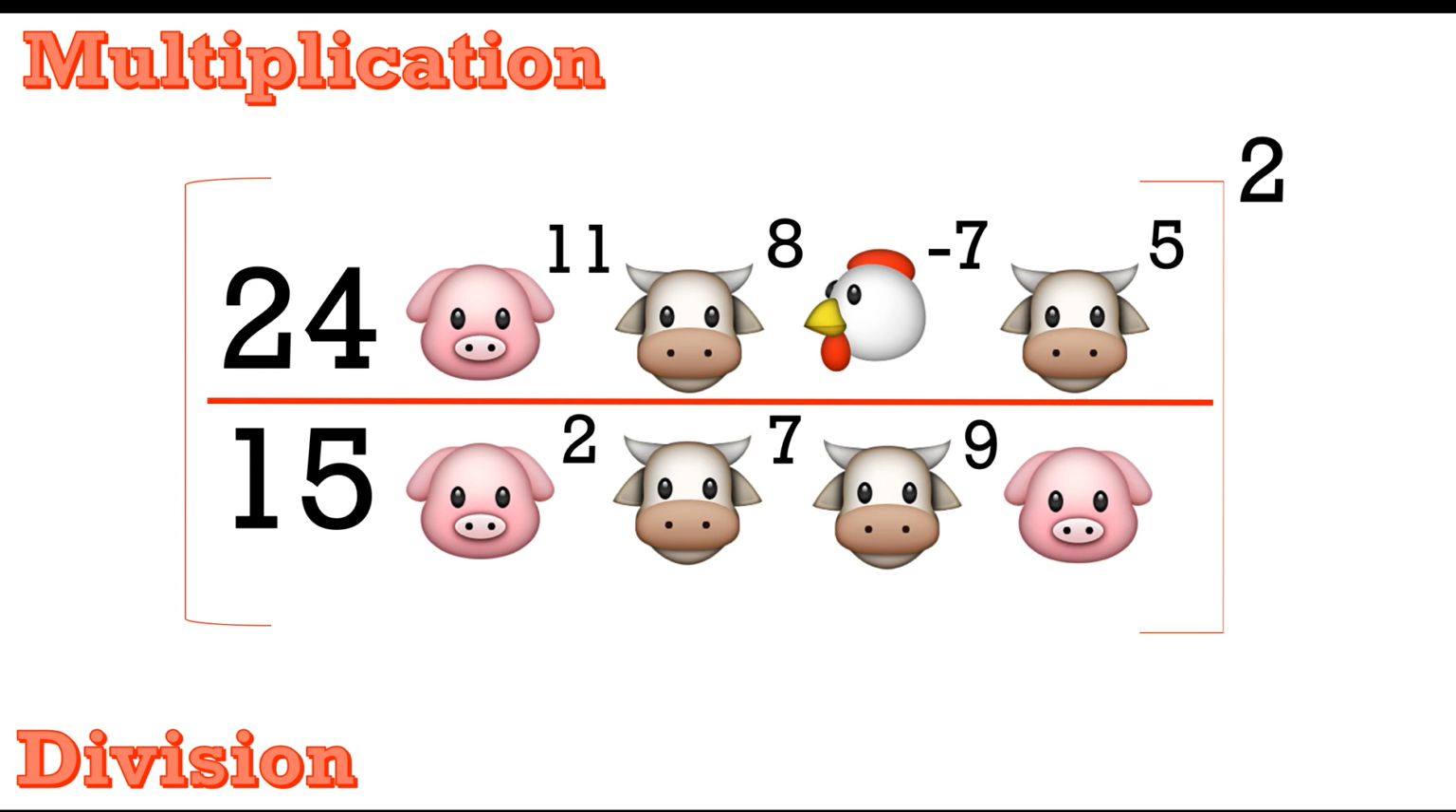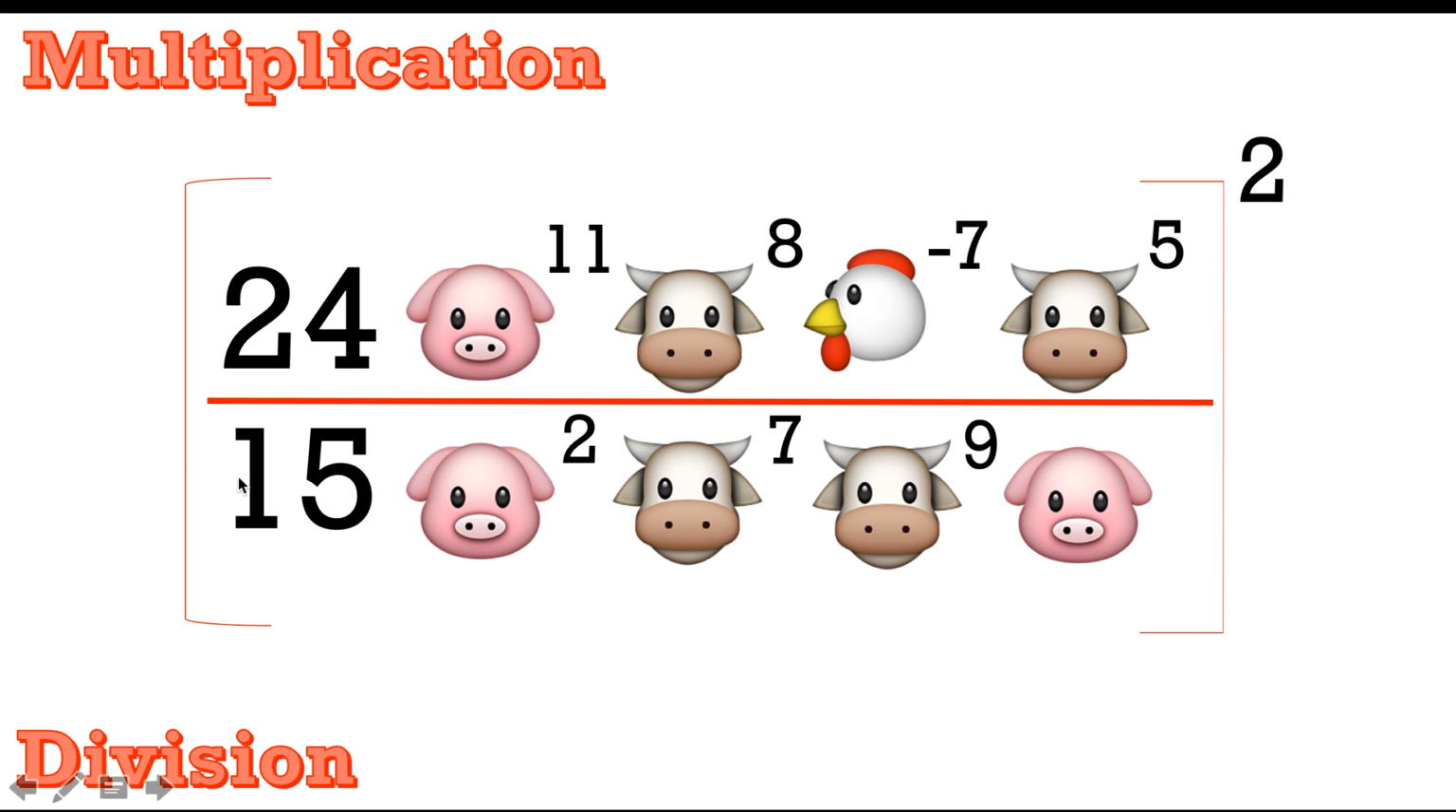So here we go. We have a fraction here, and on the top we have 24 as a coefficient, and then we have some good animals: 11 good pigs, 8 good cows, 5 more good cows, and these 7 roosters. Since it's a negative exponent, those roosters are double agents. They're actually evil, so we're going to have to deal with them pretty quickly.